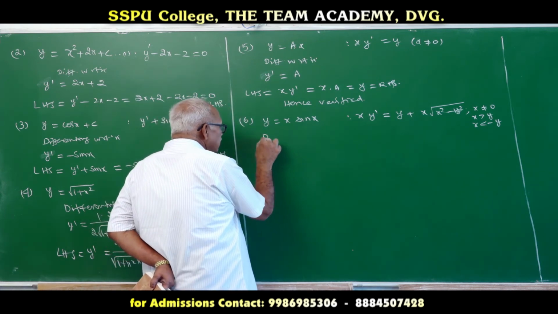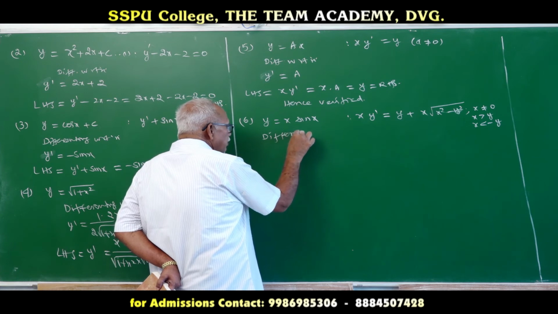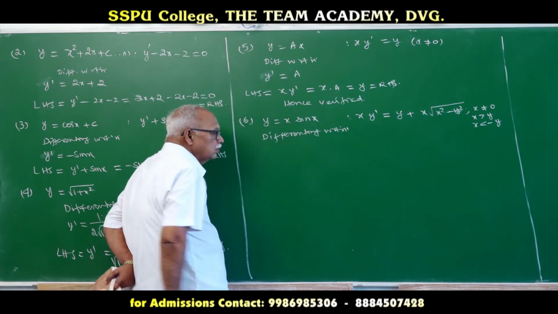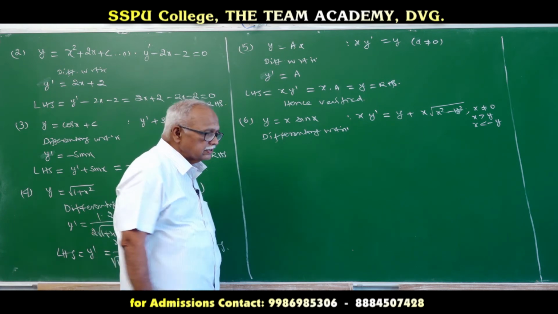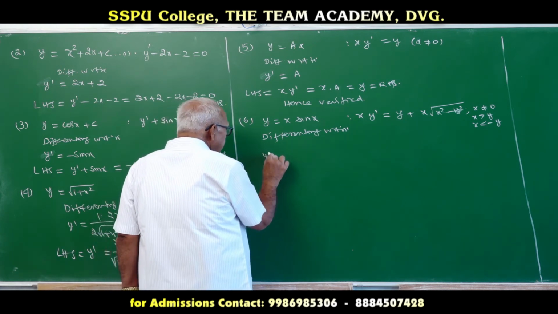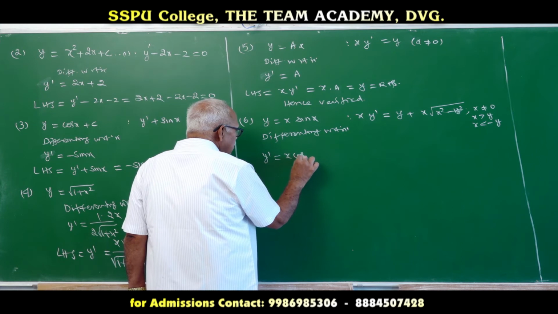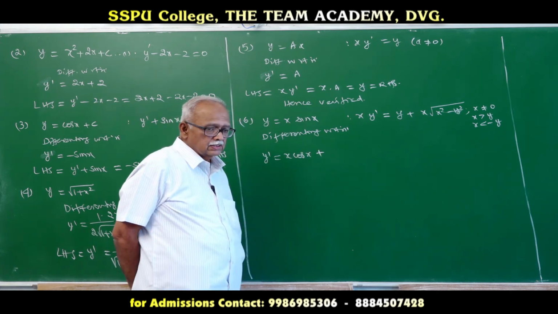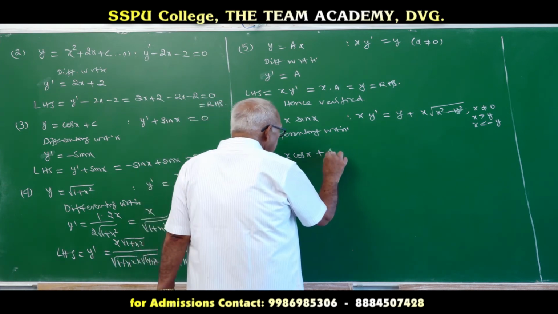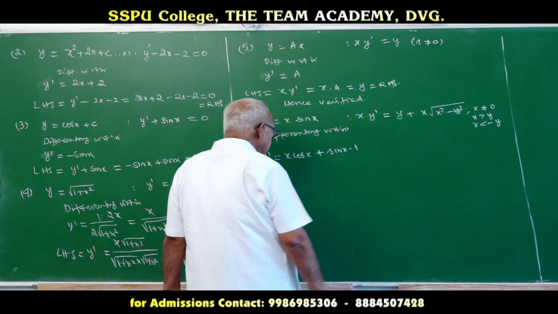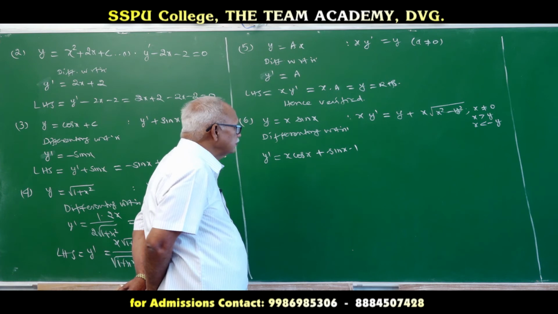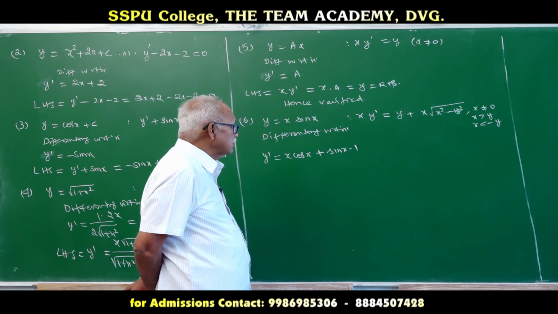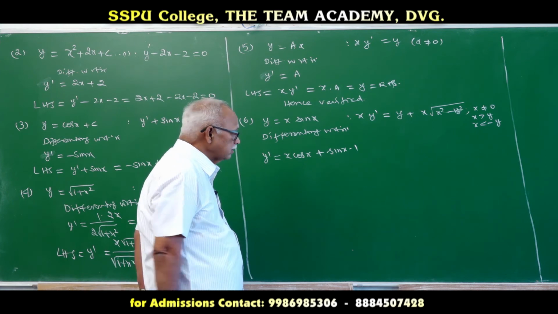How to differentiate y equal to x into sin x? We have to use product rule. y dash is equal to x into cos x plus sin x into 1. So, this is y dash. Now, we have to prove the LHS is equal to RHS.